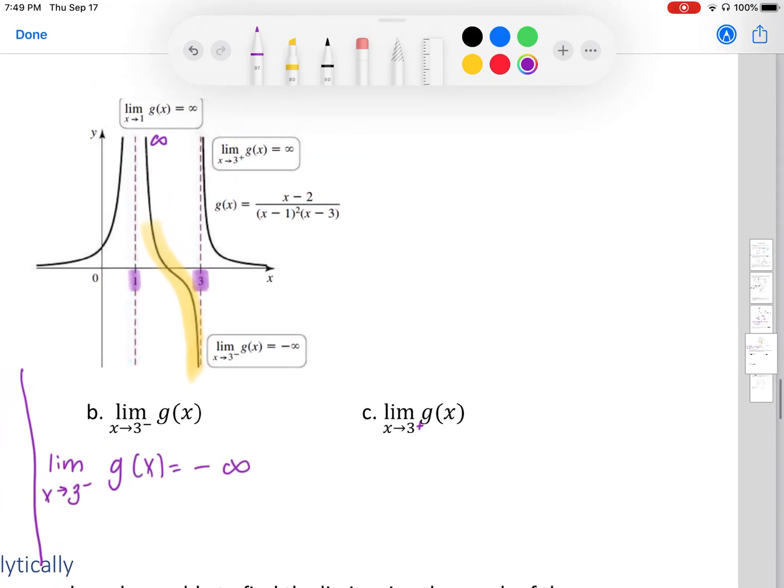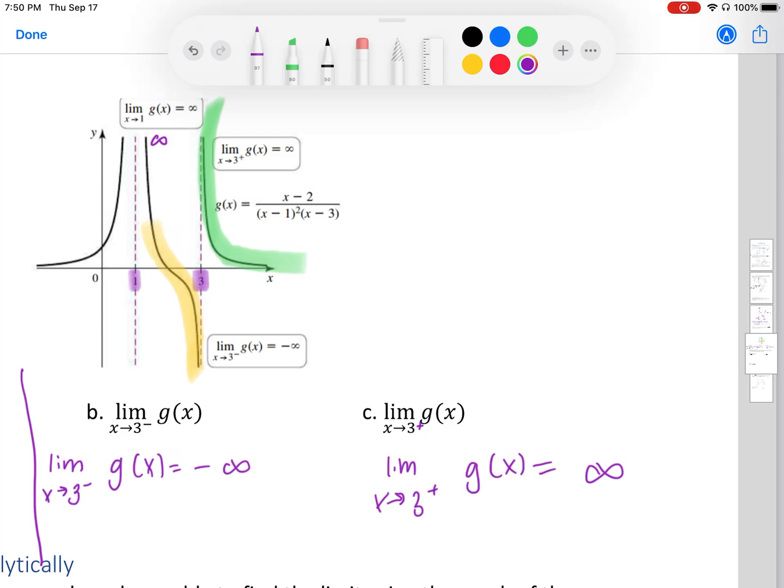And for C, we see our graph, and from the right hand side, we're coming in from the right, and it keeps going up, up, up, up at 3. So because of this, we say that our limit as x is approaching 3 from the right of our function g of x, our answer is infinity.